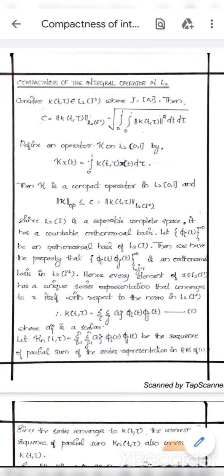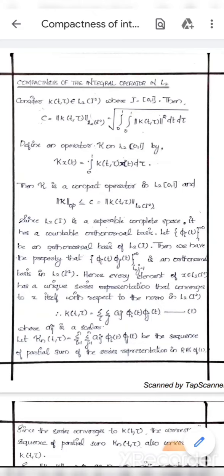So we have got an orthonormal basis for L2 of I square. Hence, every element x belonging to L2 of I square has a unique series representation that converges to x itself with respect to the norm in L2 of I square, right? Generally. So, since k of t comma tau is a function in L2 of I square, we can find a unique series representation for k of t comma tau also.